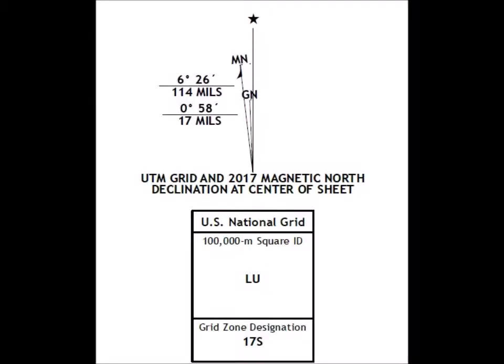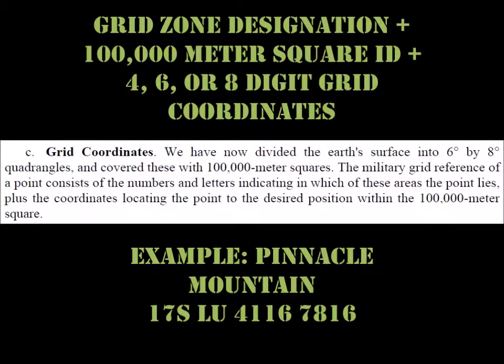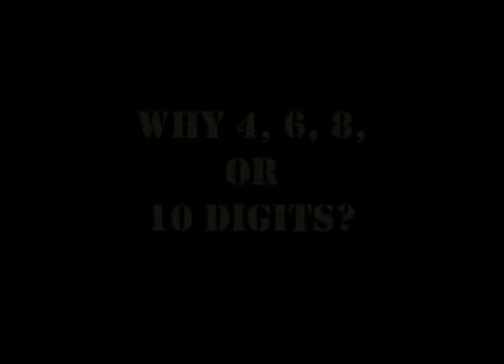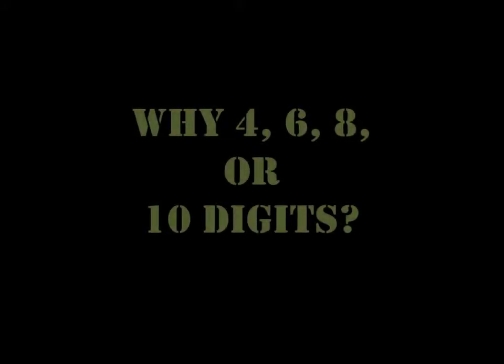You can find your 100,000 meter square ID at the bottom center of your map, and we are working out of Lima Uniform, or LU, and that's inside grid zone designation 17S. Inside 17S are multiple 100,000 meter square IDs. To obtain a complete set of grid coordinates, you combine your grid zone designation of 17S plus your 100,000 meter square ID of Lima Uniform, and then either 4, 6, or 8-digit grid coordinates. For example, Pinnacle Mountain, 17S, LU 41167816.